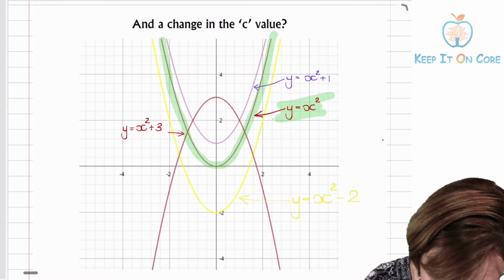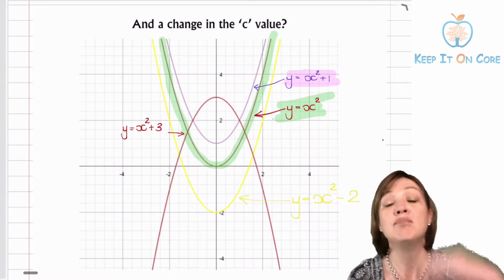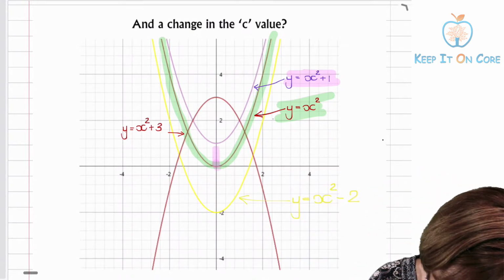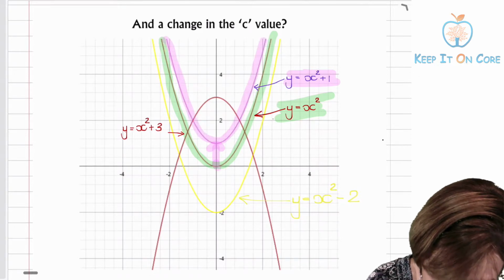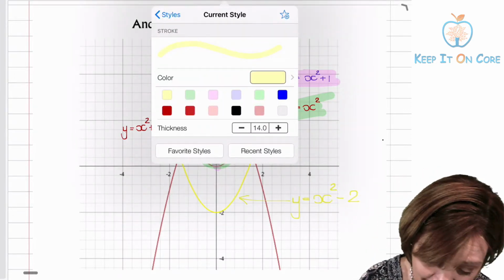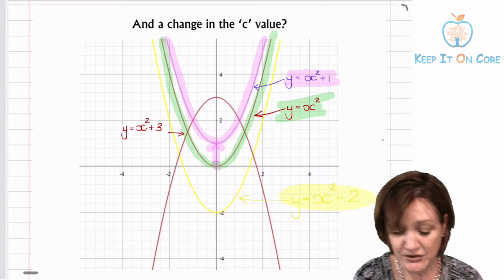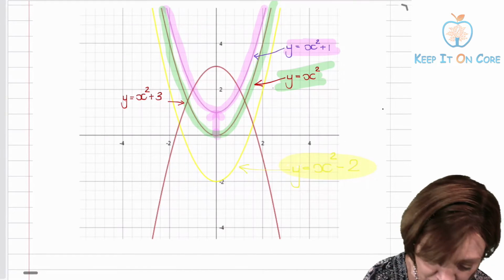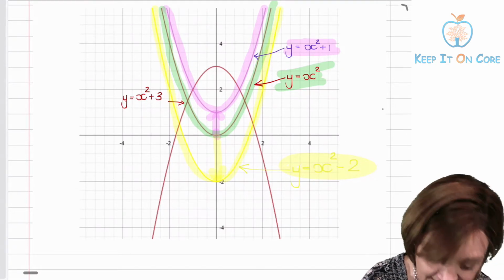Now, if I were to move it, let's make it pink over here. If I said y is equal to x squared plus 1, what's happening is that this y-intercept, which was at 0, is moving up 1 unit, and it's now passing through positive 1 on your y-axis. Similarly, if I took the equation y is equal to x squared minus 2, instead of passing through the original value of 0, it's now going to move down 2 units, and that means your whole graph is going to shift downwards.